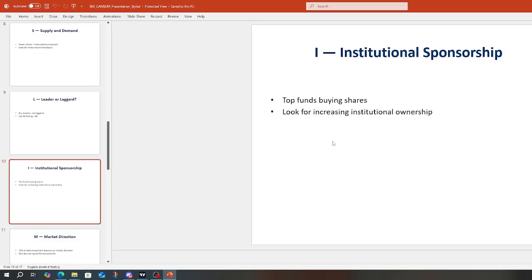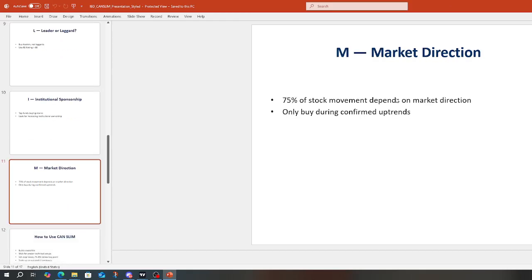Okay. Institutional sponsorship, same thing I just talked about. Are they buying the stock? The dark pool trades. Take a look at it. What's going on over there? You can see the institutional buying and selling interest in the stocks. Market direction, again, very important. Every stock, 75% of stocks will depend on the market direction. Yes, it does. And only by doing confirmed trends, uptrends, again, breakouts and stuff like that.